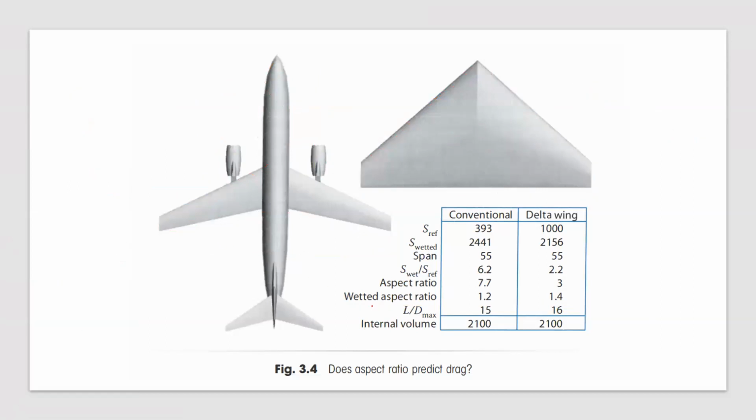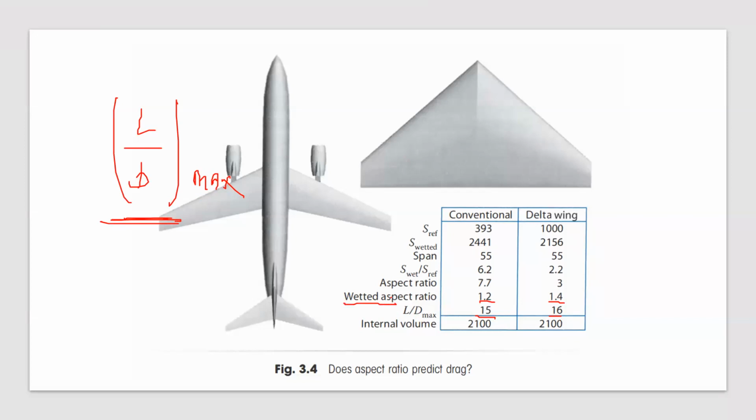But you will find out that they have a similar weighted aspect ratio, and therefore they have a similar L by D ratio also. It's a very non-intuitive idea, but for these two aircraft, L by D is the same. L by D max is the same for these two aircraft. So what you really do is, when you are looking for the value of L by D for your design, you don't look for the aspect ratio, you look for the weighted aspect ratio.